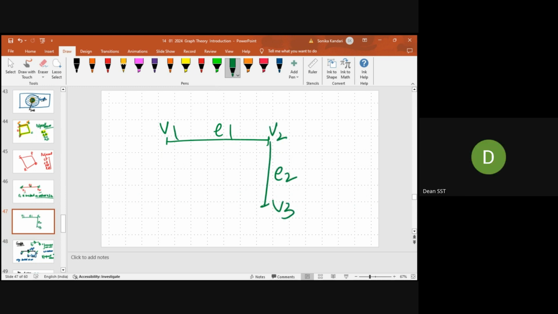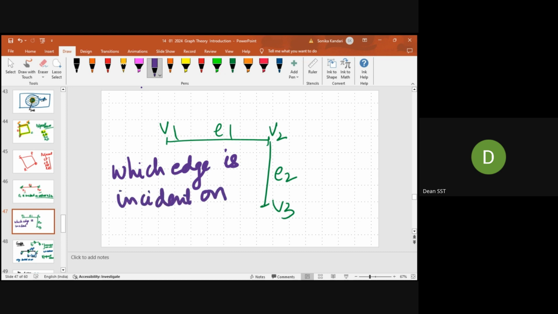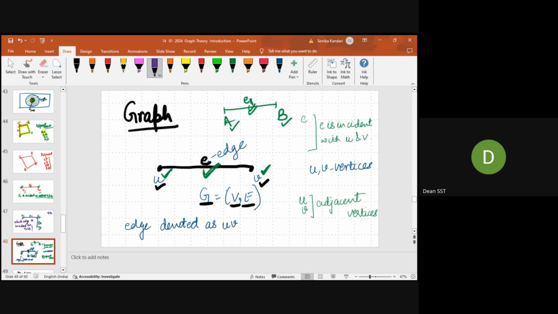Now tell me which edge is incident on V2, V3? E2. Which edge is incident on V1, V2? E1. Now you know the terminology. Fine. Because E1 is joining V1 and V2, and E2 is joining V2 and V3. Is it clear? Yes, ma'am.